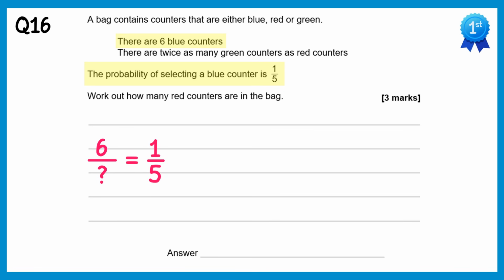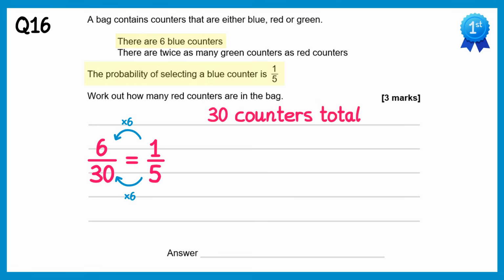So we need to think of a number that we could replace this question mark with, so that these fractions were the same. So to get from 1 to 6 here, we multiply by 6, so let's multiply the 5 by 6, which gives you 30. So there must be 30 counters in the bag in total. We know that 6 of these counters are blue, so if we do 30 take away 6, we find there are 24 other counters that we don't know about. These must be the greens and reds.